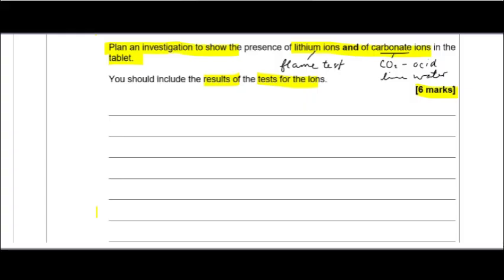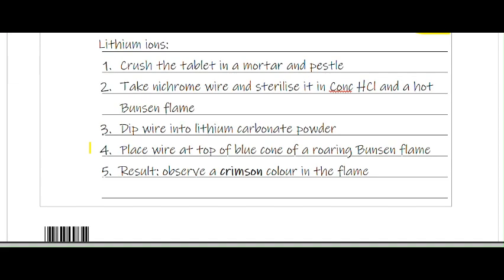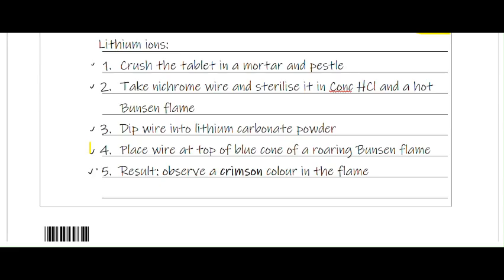So here's the answer for lithium ions. Crush the tablet in a mortar and pestle. Take the wire and sterilise it in concentrated hydrochloric acid and a hot Bunsen. Dip the wire into the lithium carbonate powder. Place at the top of the blue cone of a roaring Bunsen flame. And the result, you should observe a crimson colour in the flame, and that's lithium ions.